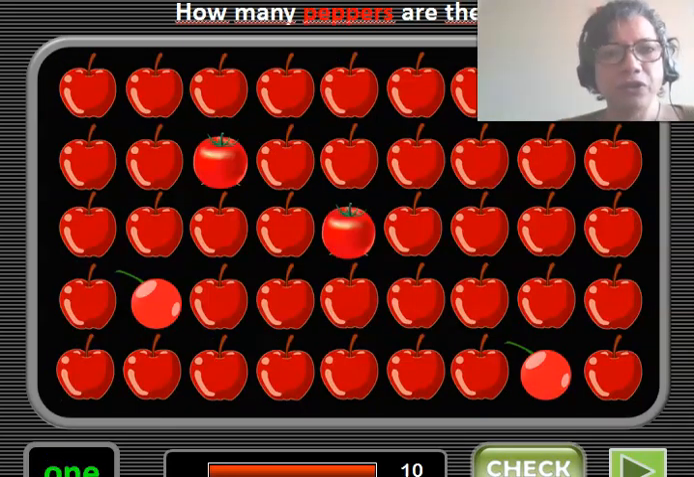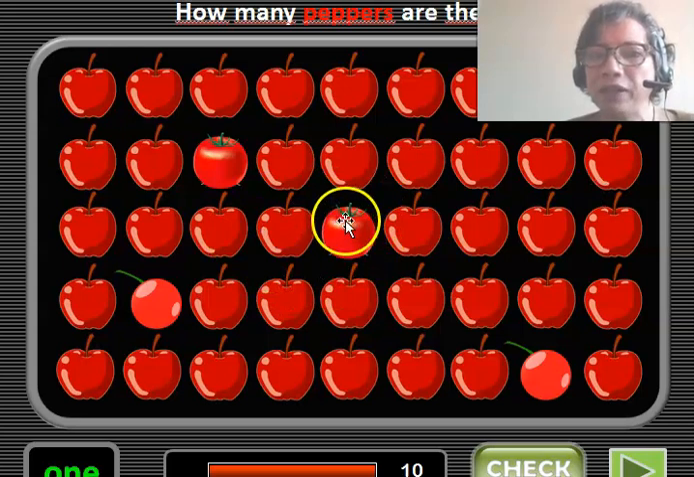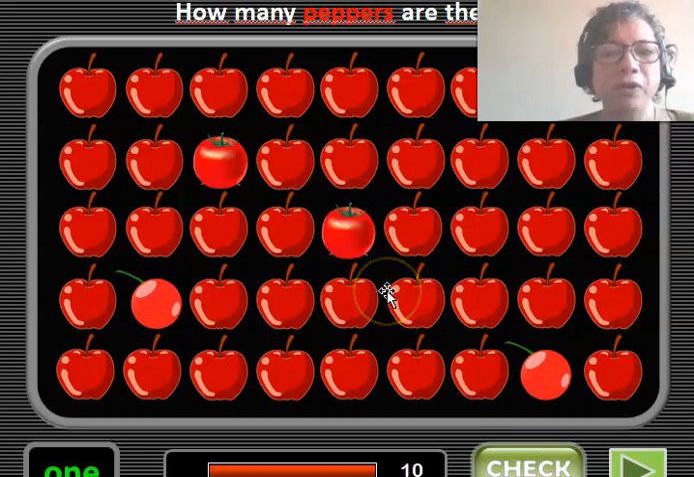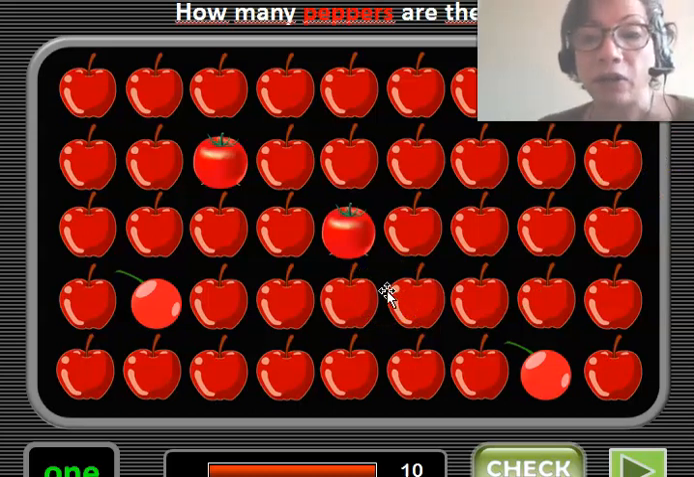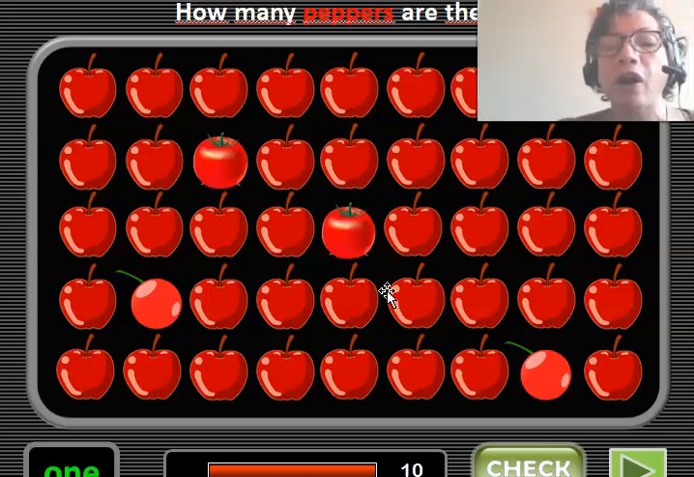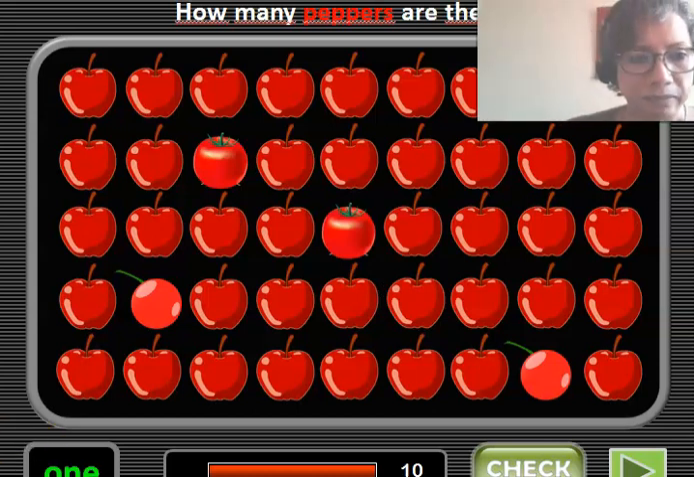How many peppers or bell peppers are there in the picture? There is, okay, there's one. It's hidden behind the camera in my image, but it's here. There is one pepper. There are many apples, and there are some tomatoes. There are some cherries too, but there is one bell pepper, which is here. There is one. Why do we use there is? Because it's singular. When we use plural quantity, we use there are. And when we use singular, meaning one, we use there is.